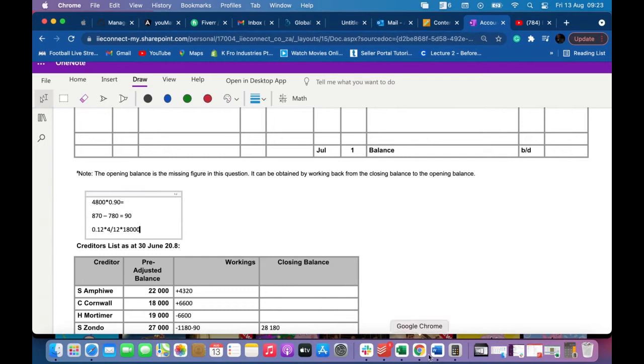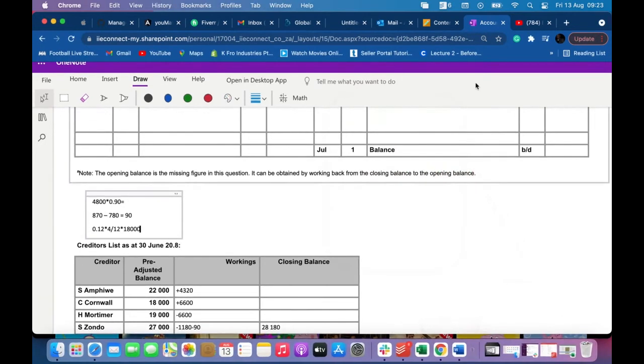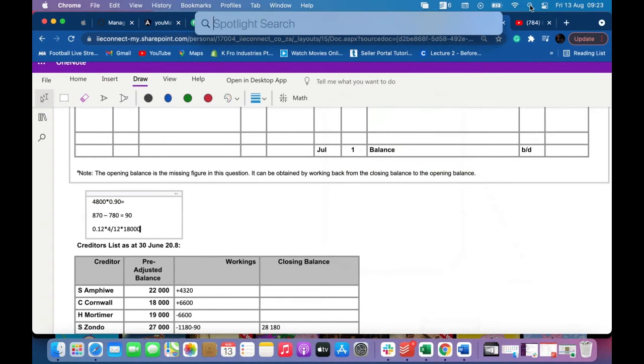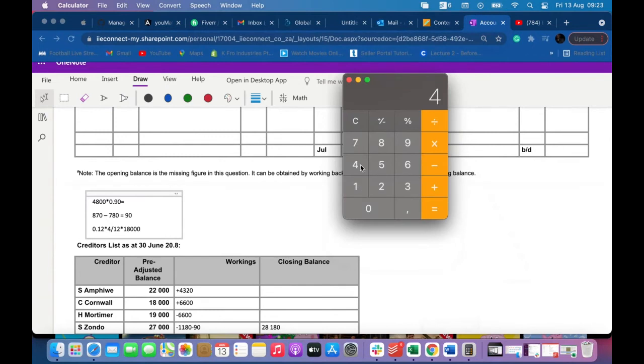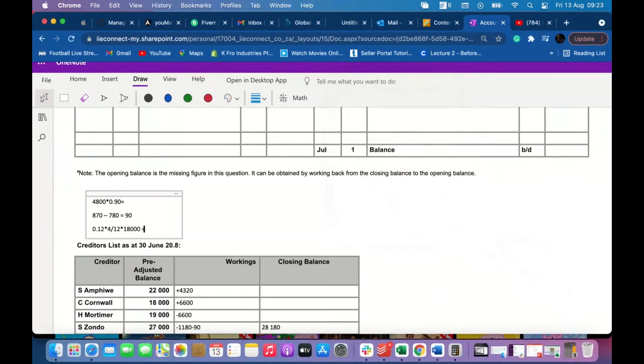Okay, so let's calculate this now. Let's just do this. Okay, so we are saying 4 divided by 12. What do we get? All right, then we are saying times 0.12, and then we're saying times 18,000. Okay, so that's our interest that is being charged to us. It is 720. Okay, remember they said no entry has been made.